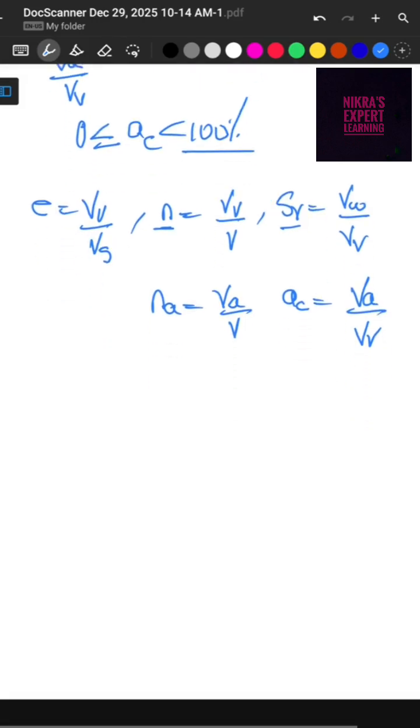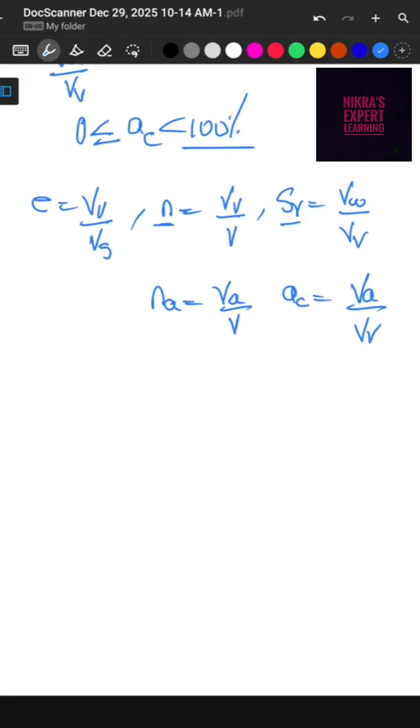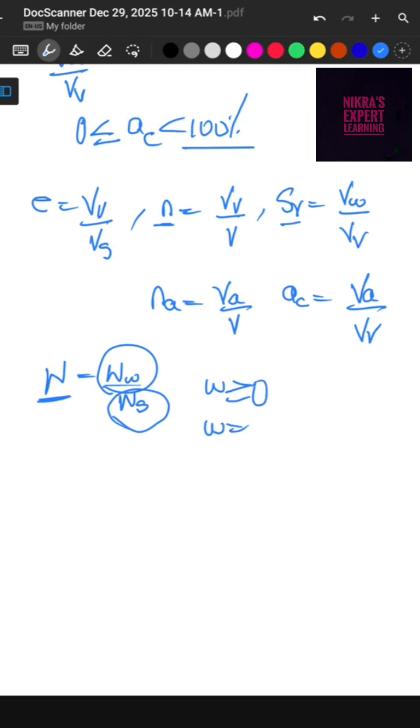So this is the main definition format. And next we have water content, weight of water to weight of solids. When I'm talking about water content, we are calculating the ratio of weight of water to weight of solids. This is generally greater than or equal to 0. When I'm talking about dry soil, this will be equal to 0. For saturated soil, it will be greater than 0. So just understand the difference.